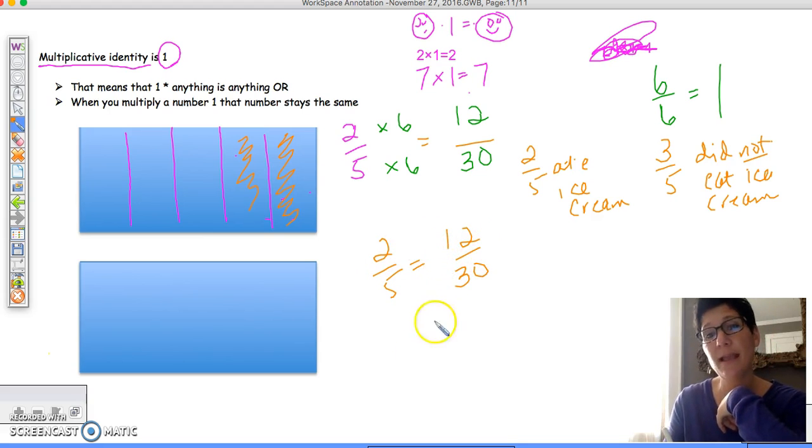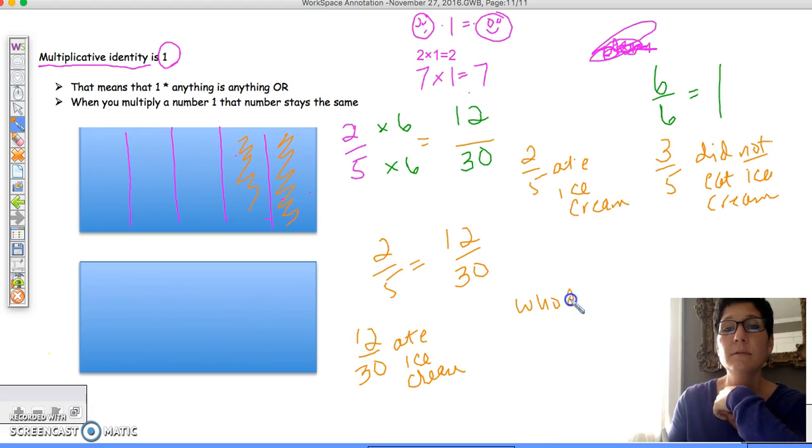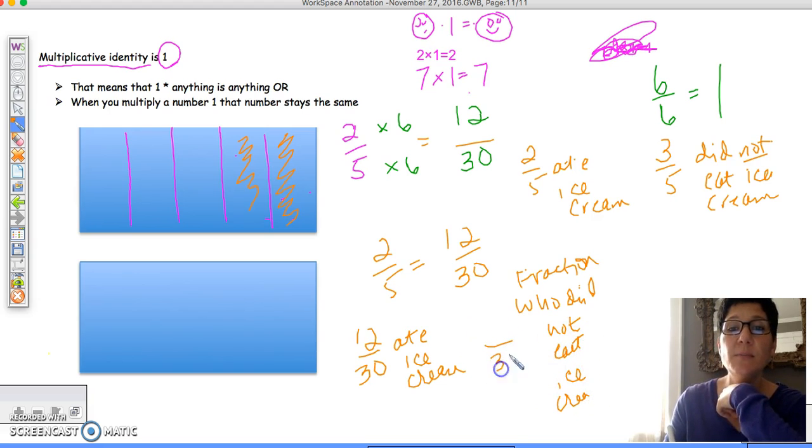Now, this is pretty crazy. I'm going to ask a crazy question. So let's say 12 out of 30 people ate ice cream. Can you tell me how many did not eat ice cream? Or what fraction did not eat ice cream? And we know it's still out of 30 people, right? But how many people are going to give us a whole here?